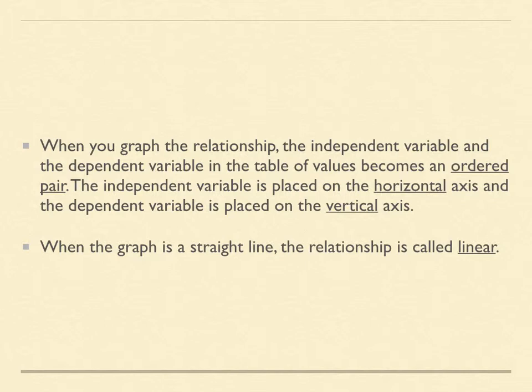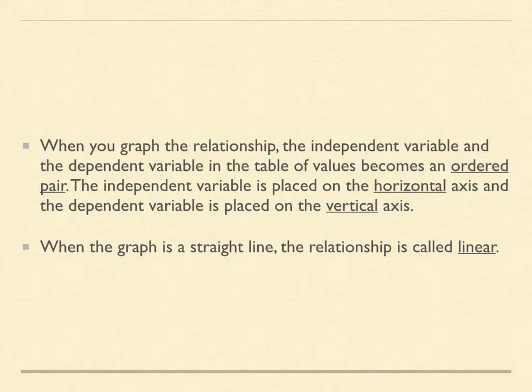When you graph a relationship, the independent variable and the dependent variable in the table of values becomes an ordered pair. Now the independent variable is placed on the horizontal axis and the dependent variable is placed on the vertical axis. Now horizontal is left and right. Okay, that comes from the word horizon, which is where our perception of sky and land meet. It's always left and right. It's horizontal. Vertical means to go up.